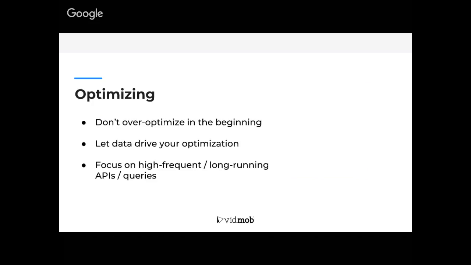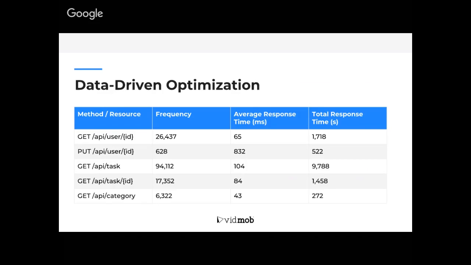Focusing on high frequency, long running APIs. Let's say if you're focusing on an API. Here's an example of a data-driven optimization where I took an imaginary API that worked with some tasks and users and categories. And from, let's say, an API log where it's logging the resource and method and how long each API command took to process, I put that into a table with 3 columns.